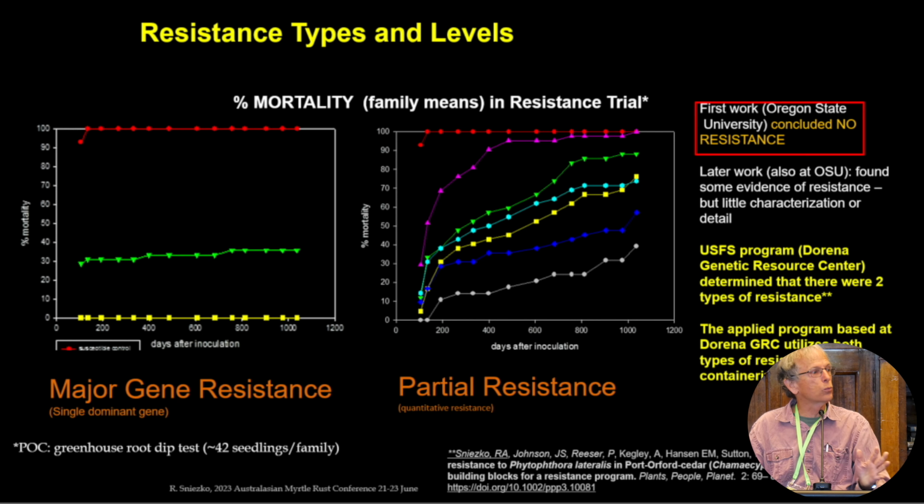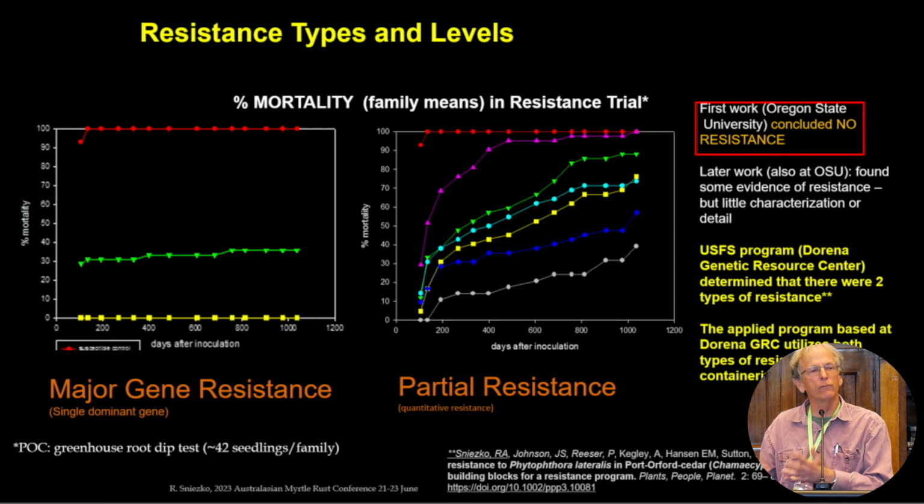On the right is what is quantitative or partial resistance. Each of those lines is off of a different parent tree. Their families or seedlings off of different parent trees. The 42 seedlings, and you can see the red line up is the one that's susceptible. It goes to 100% mortality, but the other 6 or 7 lines on there all take different trajectories upwards over a 3-year period of time, where some seedlings in each of those families, some of them die very quickly, some of them die at year 1, some die at year 2, some die at year 3.